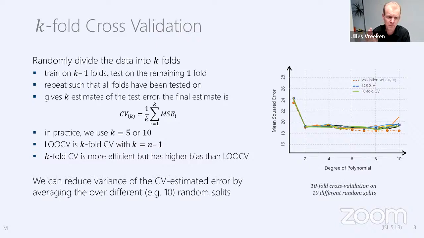For these 10 folds. Now, if we want to get rid as much as we can of the variance of these cross-validated estimates, what we should do is repeat cross-validation multiple times.